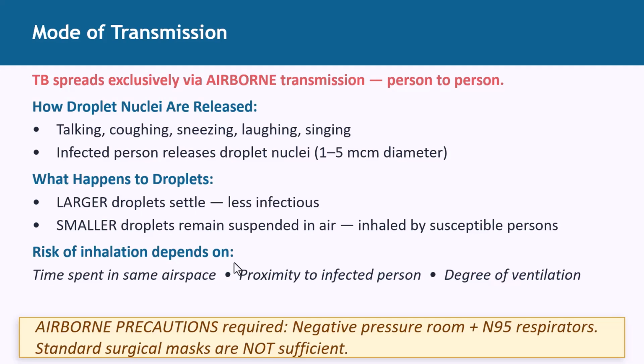The risk of inhaling these infectious particles depends on three factors: how much time the susceptible person spends in the same airspace as the infectious person, how close they are to them, and how well ventilated the room is. This is why TB isolation rooms are specifically designed with negative air pressure to prevent contaminated air from flowing into the hallway. And this is why, and I cannot stress this enough, when you enter the room of a patient with suspected or confirmed active TB, you must wear an N95 particulate respirator, not a standard surgical mask.